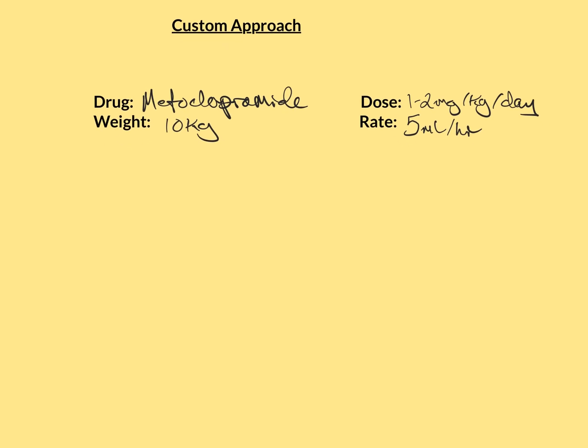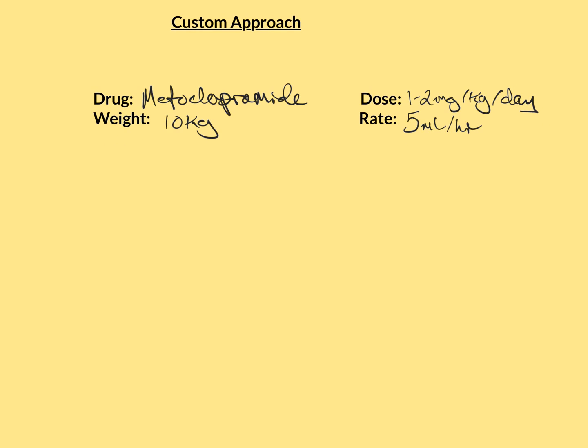So we have all of our info there. What do we need to figure out? We need to figure out how much drug is going in fluids, and how fast are we going to give it. We know 5 mils per hour, and how are we going to practically do this.